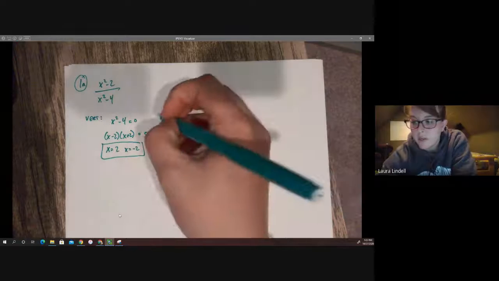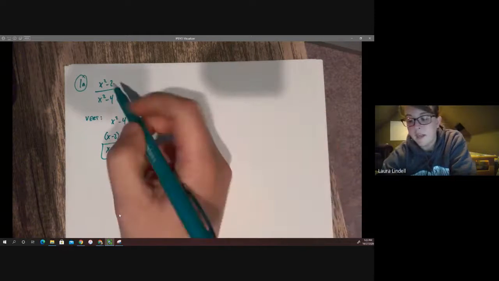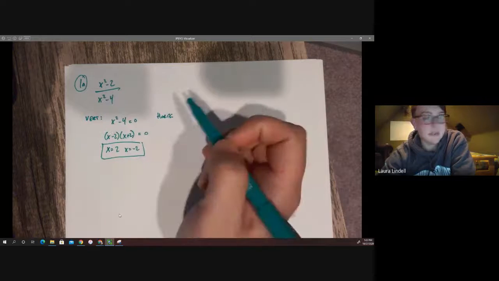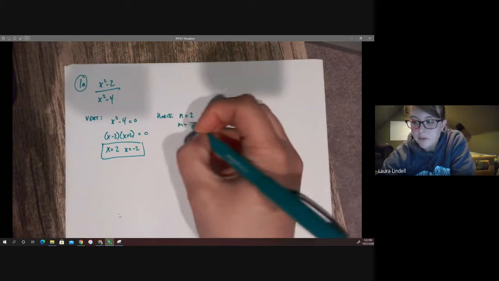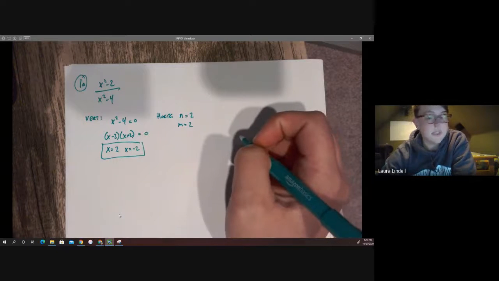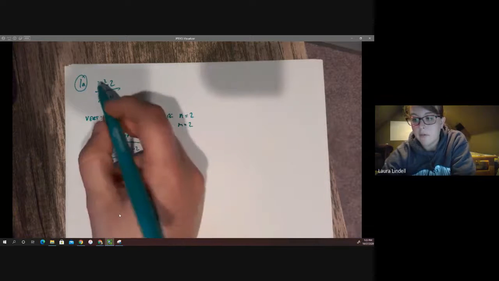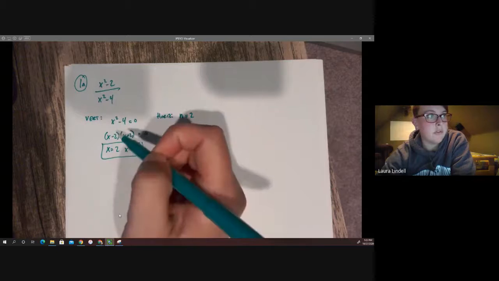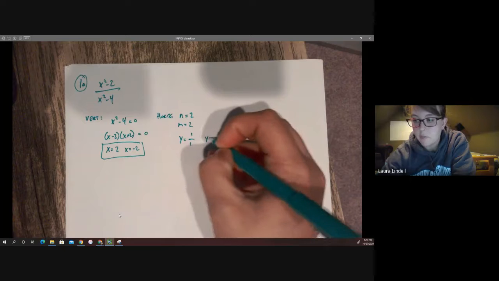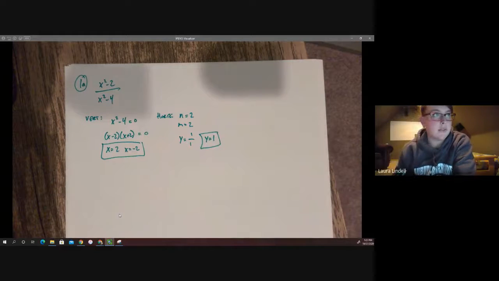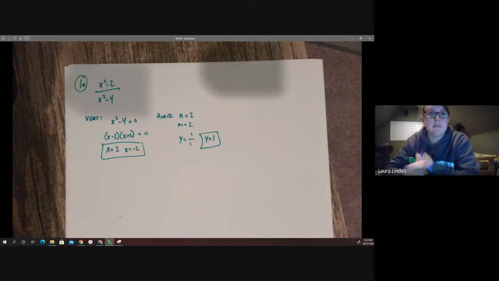And then for the horizontal asymptote, that has to do with the degree of the top and the degree of the bottom. N is the degree of the top, which is 2. M is the degree of the bottom, which is also 2. So that tells me that my horizontal asymptote is going to be y equals a ratio of the coefficients here. So since the coefficients are both 1, it's just going to be y equals 1 for our horizontal asymptote. All right, and then there are no oblique asymptotes for this one.